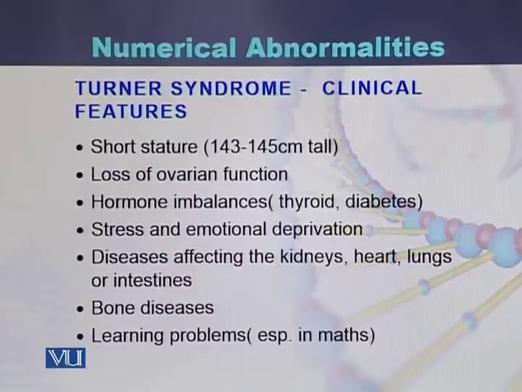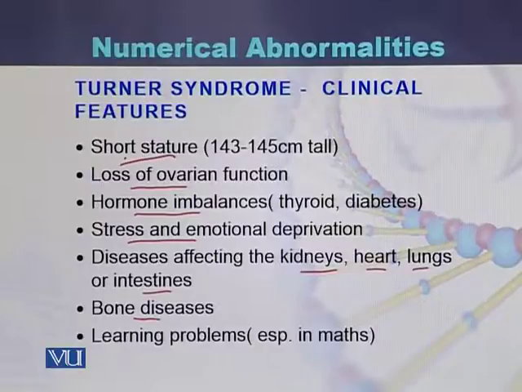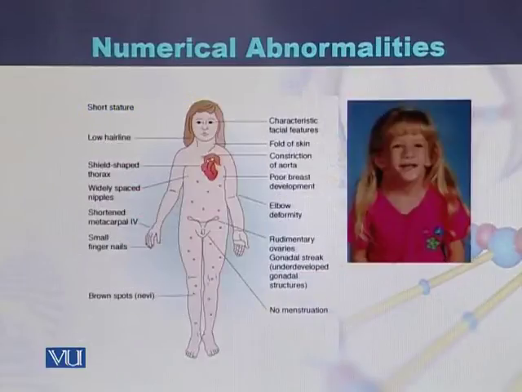In case of Turner syndrome, the clinical features of the affected children or individuals would be short stature, loss of ovarian function, hormone imbalances, stress and emotional deprivation, diseases affecting the kidney, heart, lungs and intestine, bone diseases, and there will also be learning problems with these children. So these are the features which can be seen in children that have Turner syndrome. A typical picture of a girl that has Turner syndrome.